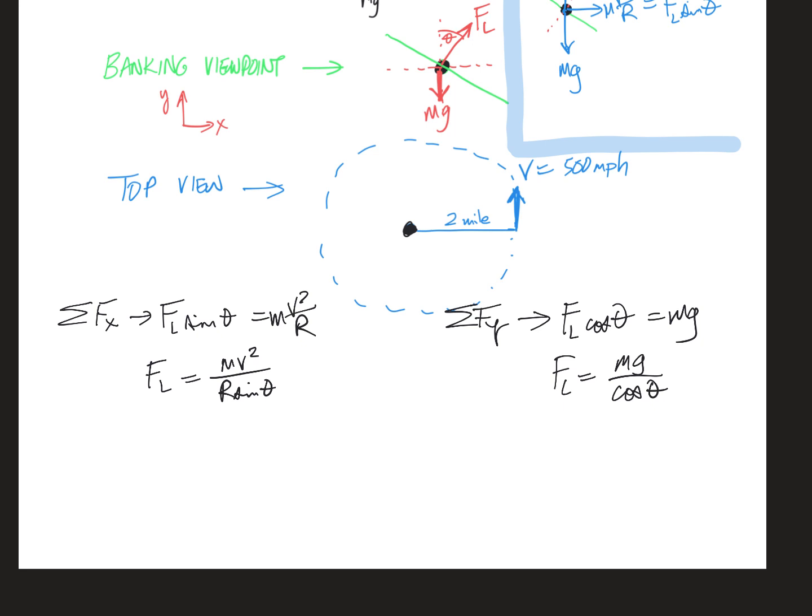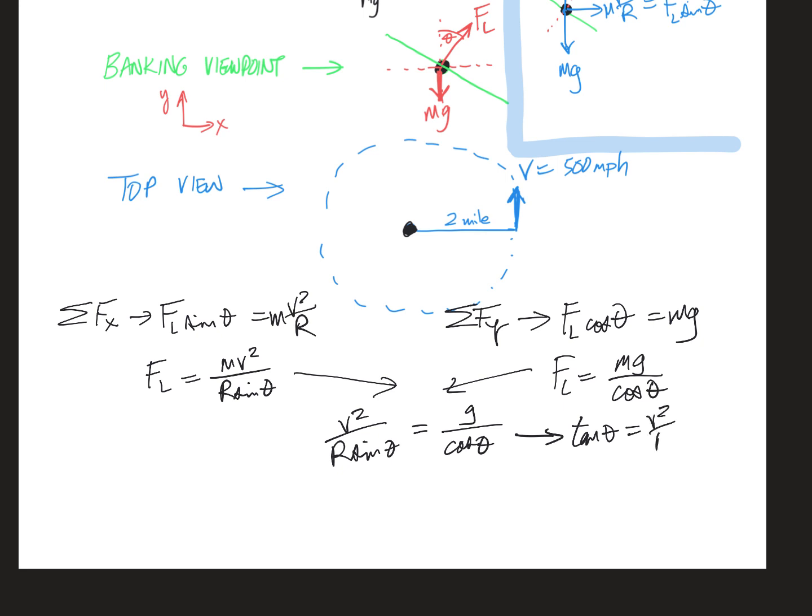Okay, lift force equals lift force. So these two things would come together, and the masses are going to drop out. So you have v squared over r sine theta equals g over cosine theta. And that's going to give me the tangent of theta equals v squared over rg. And so what does that mean? That means I can find the angle that we're going to do this with.